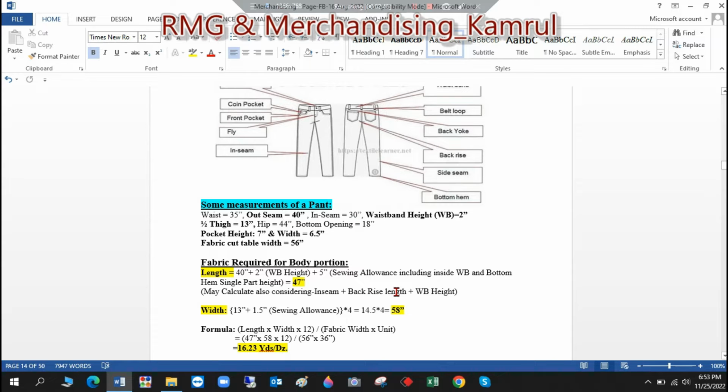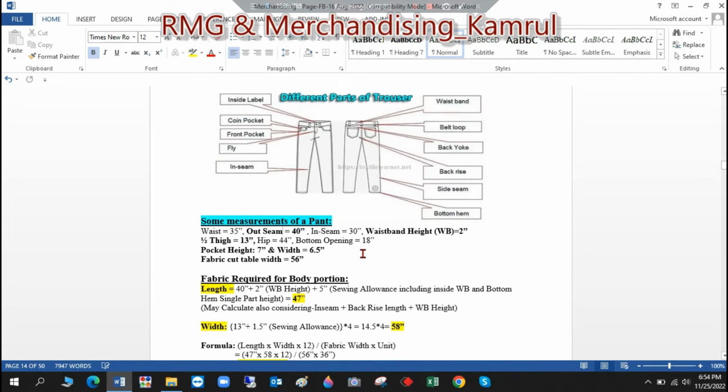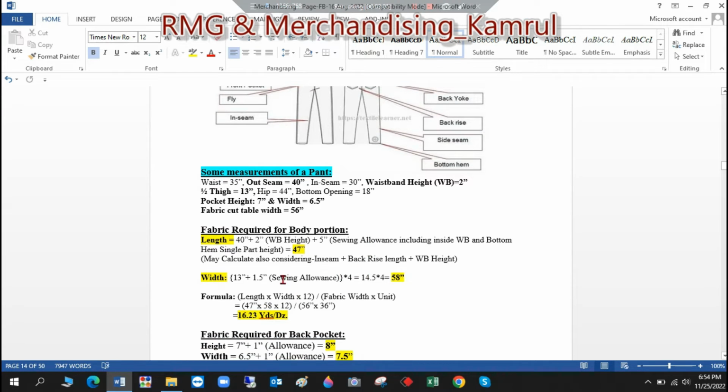But another way we can also calculate, that is if outseam is not given, sometimes in some measurements it is given inseam. Inseam is from this cross point to this point, then waistband height and back rise. From this also it's possible to get the length. Okay, now go for width.